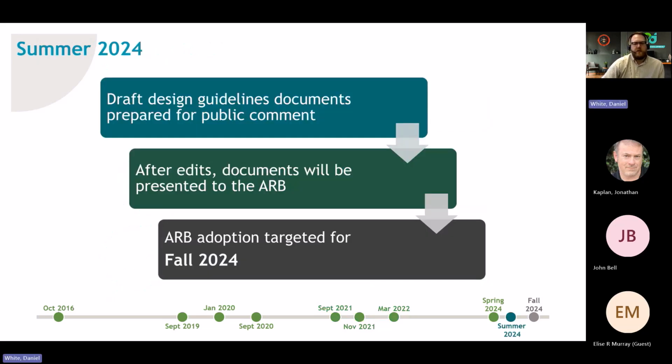After March 2022, the project was essentially put on ice. DPD staff picked up the project in fall of 2023 and reviewed the drafts completed in September of 2021. Following staff review, EHT traceries made edits and prepared the drafts for public comment. Following the public engagement period and another round of edits, revised drafts will be presented to the ARB for adoption. We are targeting fall 2024 for this presentation.